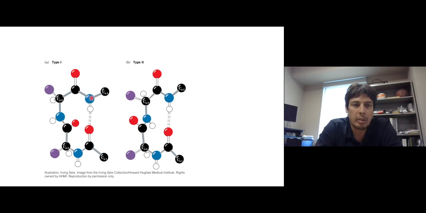Another key to this is that these beta turns typically have glycines in them, because that's the smallest side chain that allows for these very small turns to occur with a minimum number of amino acids.